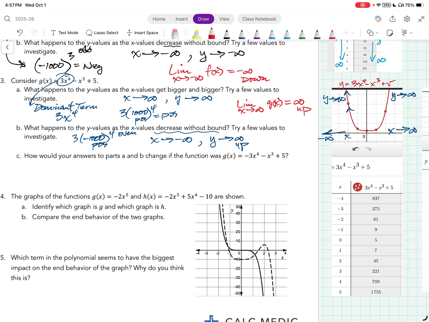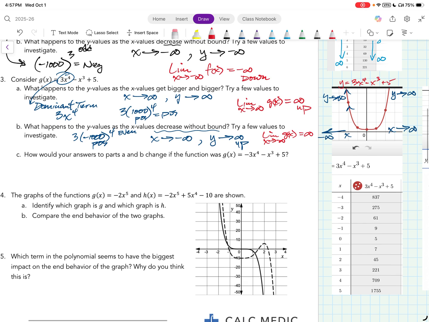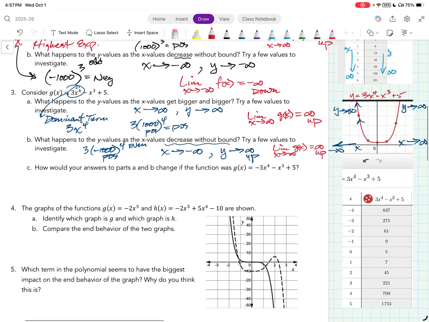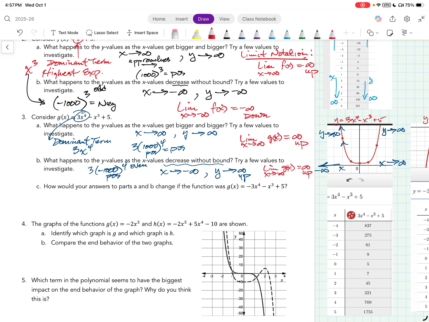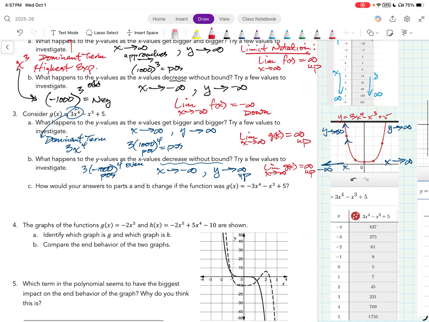Okay, now as a limit, we write it like this. So the limit of g of x as x approaches negative infinity this time is equal to positive infinity, which means the function is going up to the left and up. Okay, so these things mean the same thing, and you really have to just go home and think about it and understand what's called limit notation, because that's all over the AP exam.